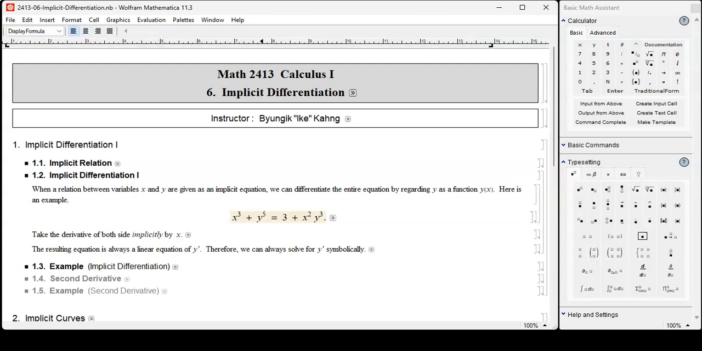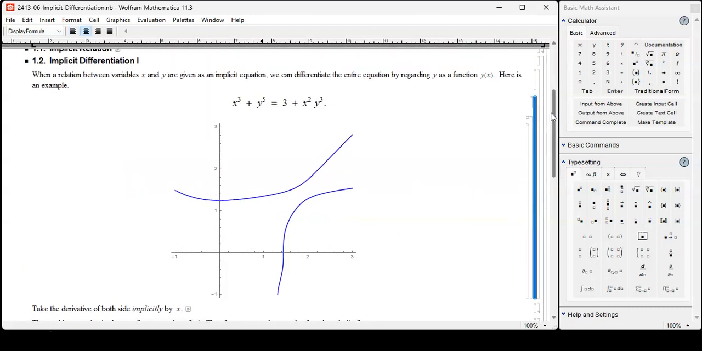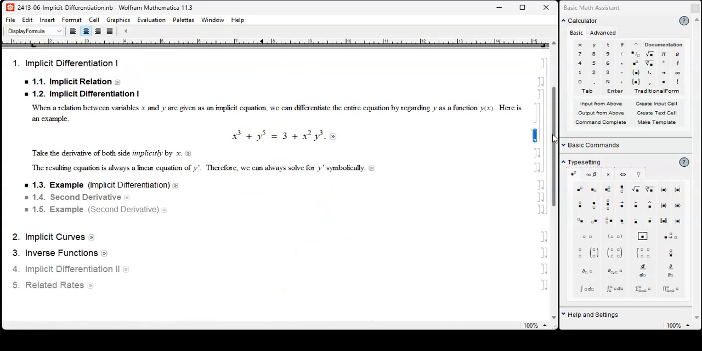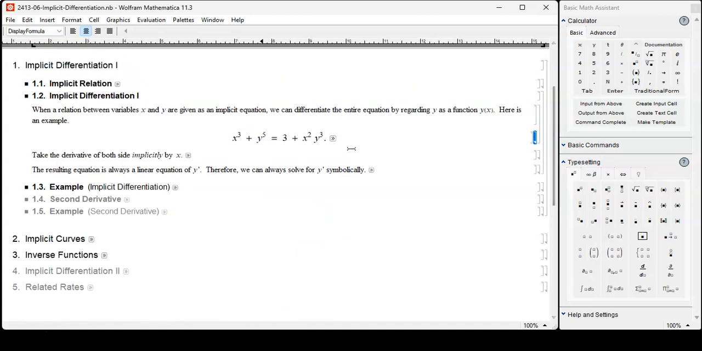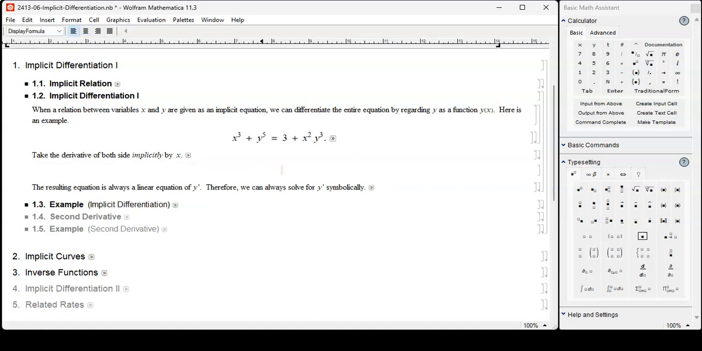Let's begin with this relation. And here's a graphical expression of the relation, by the way. Okay, all right. From here, let's take the derivative. How do you take the derivative? Well, let's take a naive approach. The derivative of x to the third power, 3x squared. Does it look good? Okay, next, the derivative of y to the fifth power.